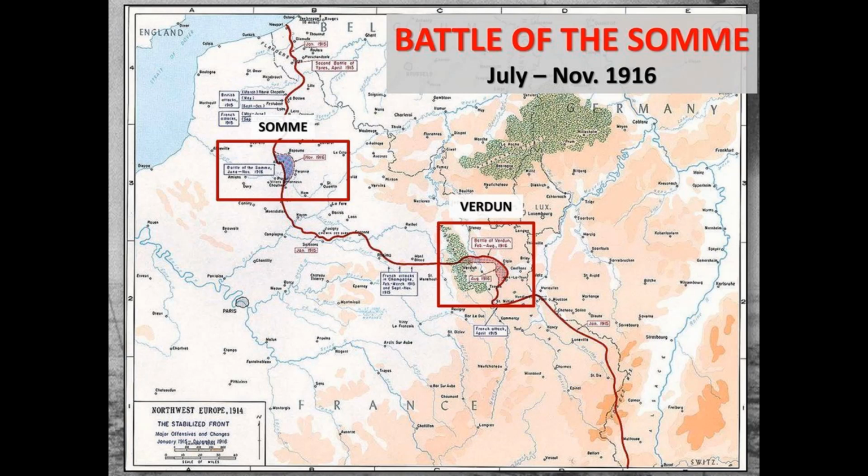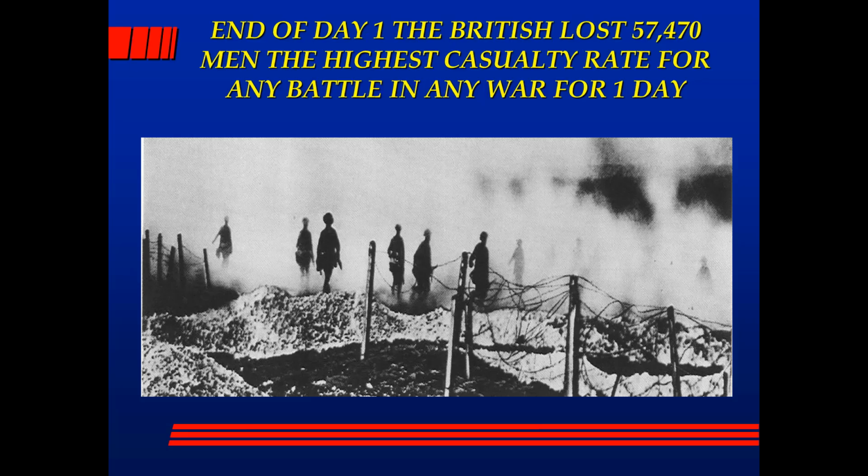So you have Verdun going on at the south, and you've got the Somme going on in the north. And as bad as Verdun is, the Somme is going to be just in that same category. At the end of the first day, the British lost 57,470 men.